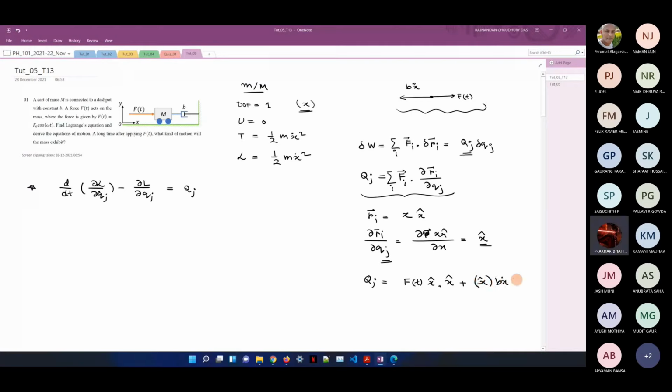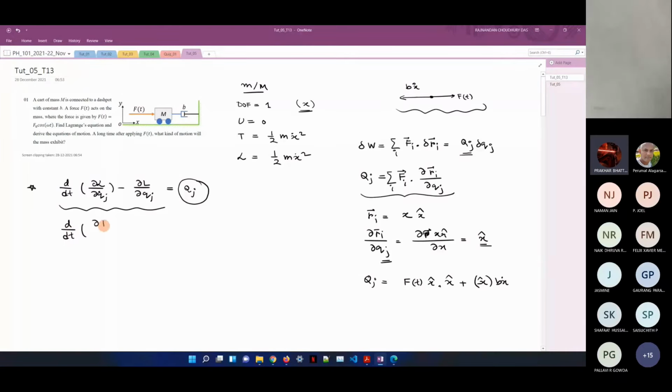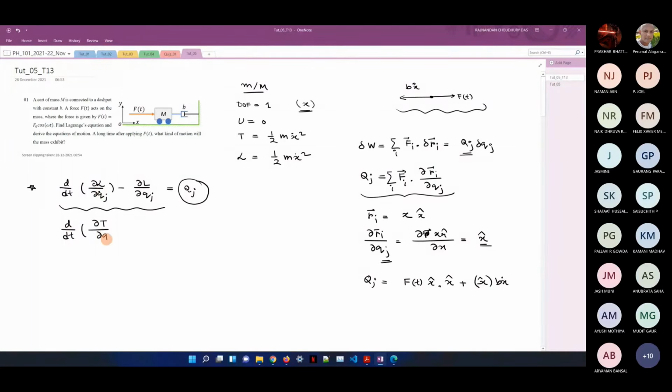This generalized force only comes for non-conservative forces, right? No, generalized force comes for all the forces. Okay, if you write your equation like this, then you have to consider the generalized forces due to the non-conservative forces. But if you want to write for all the forces, you have to write your equation like this. This L has to be replaced by your total kinetic energy. So d/dt is equal to Q j. This is for all forces.